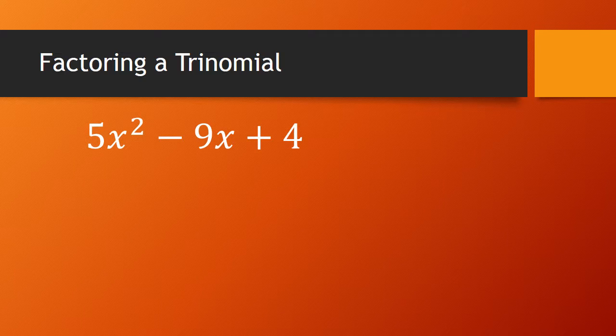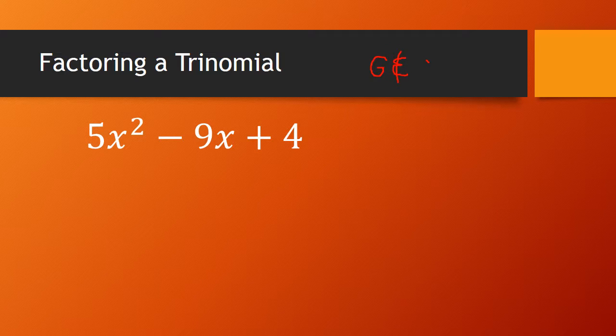Now let's take a look at this trinomial. We have 5x squared minus 9x plus 4, and we're trying to factor this trinomial. Looking at this trinomial, I don't have a greatest common factor between these terms to be able to use GCF to factor. This is not the difference of perfect squares, so I'm not going to be able to use conjugate pairs to factor this trinomial. So my only method that I can use right now is guess and check to be able to factor this trinomial.